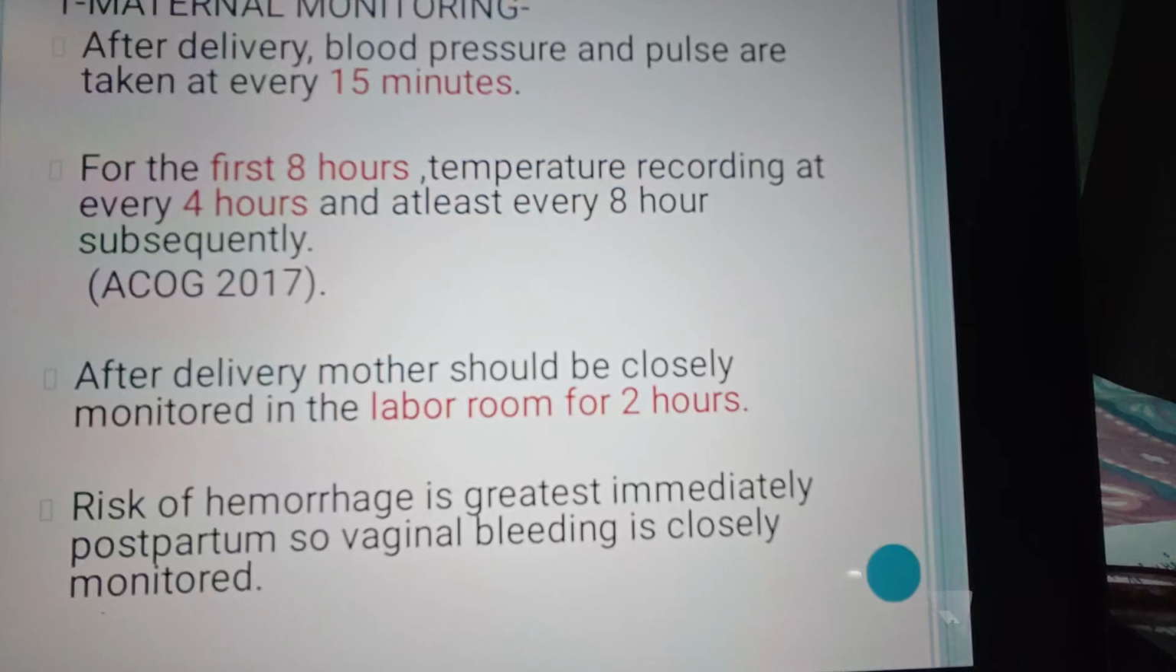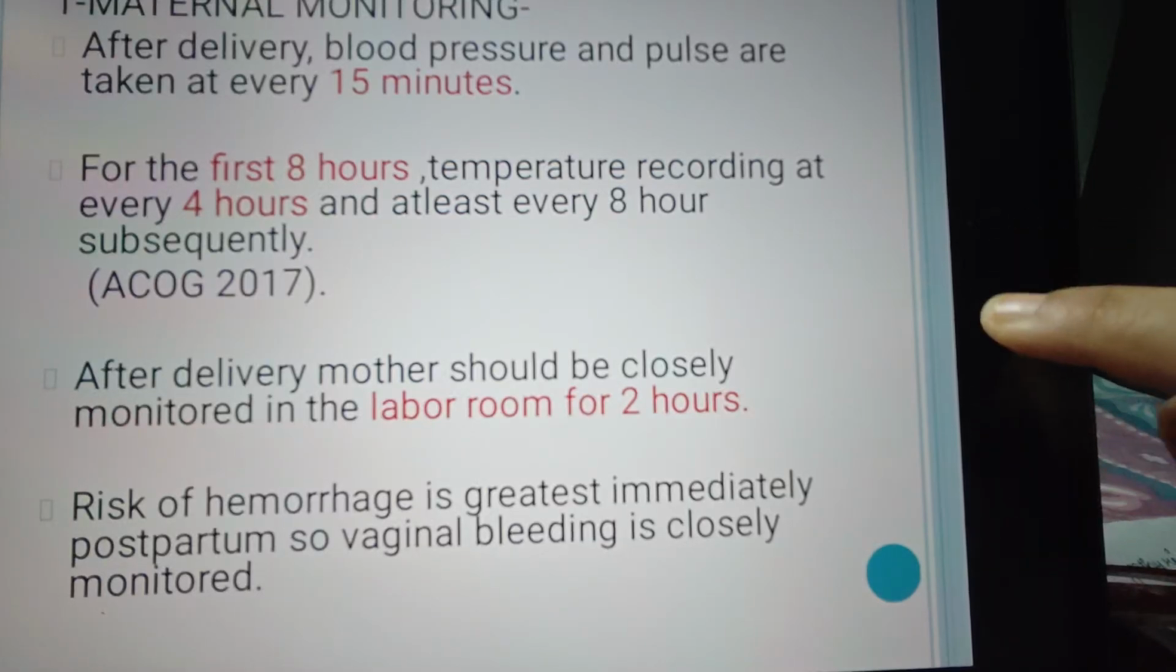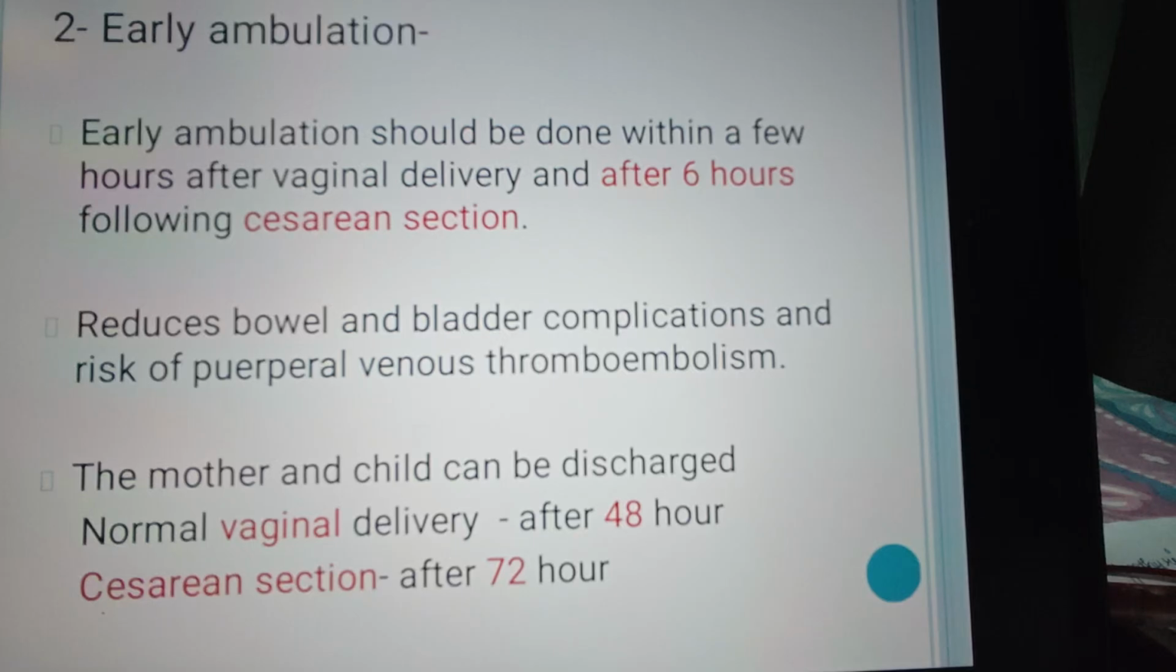For the first 8 hours, the temperature recording is done every 4 hours, and at least every 8 hours subsequently. After delivery, mother should be closely monitored in the labor room for at least 2 hours, and the risk of hemorrhage is greatest immediately postpartum, so the vaginal bleeding is closely monitored. Now coming to early ambulation, patient should be told for early ambulation, and it should be done within a few hours after vaginal delivery and after 6 hours following a cesarean section.